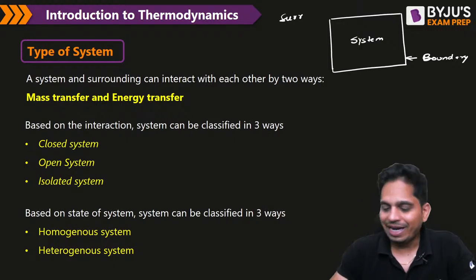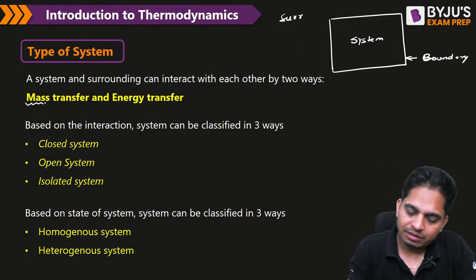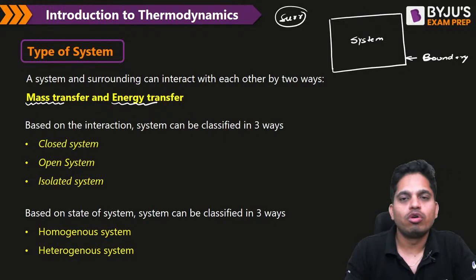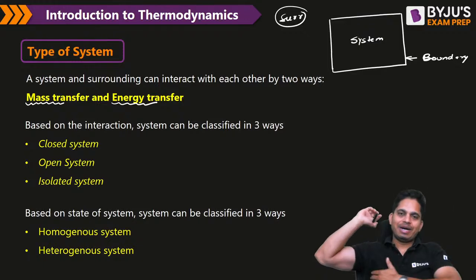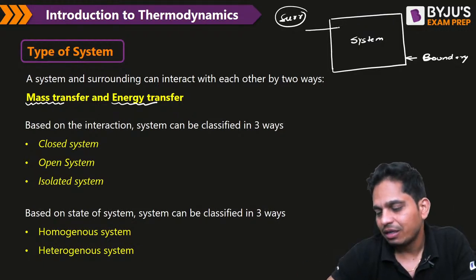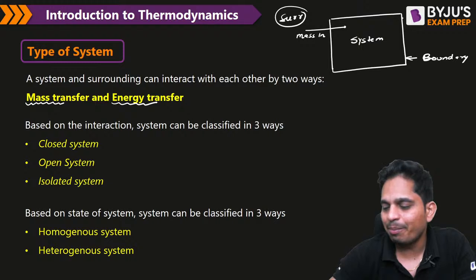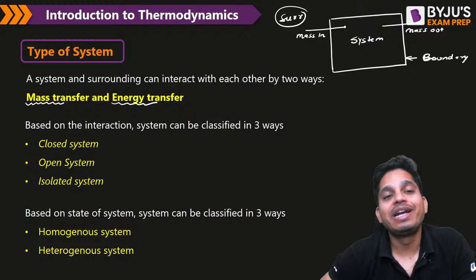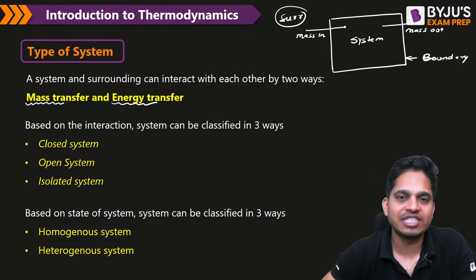So interaction can happen in two ways: mass transfer or energy transfer. Now see, the surrounding has some mass, and the system also has some mass. So either some mass is going from the surrounding to the system, meaning mass is entering the system, or some mass is going out, mass is exiting the system. This is called mass interaction between system and surrounding.